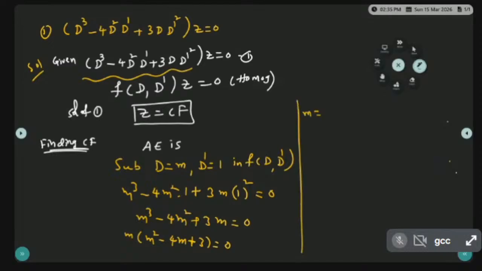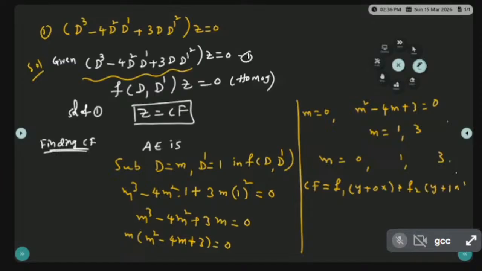Okay, M equal to 0, first part. What's the other part? M square minus 4M plus 3. May I know the roots for the second one? If you solve, what will you get? 1 comma 3. So finally, what are the roots? 0, 1, 3. Now tell me, what is CF? Roots are 0, 1, 3: f1 of y plus f2 of y plus x plus f3 of y plus 3x. And what is the solution finally? Z equal to CF.